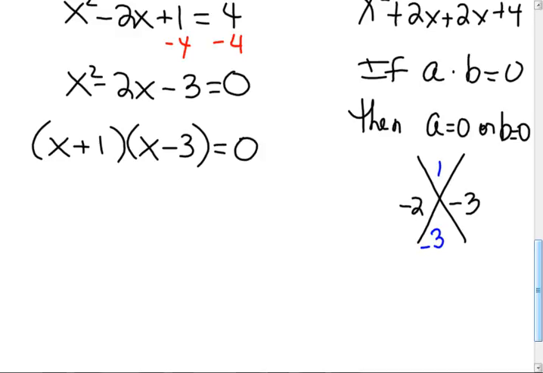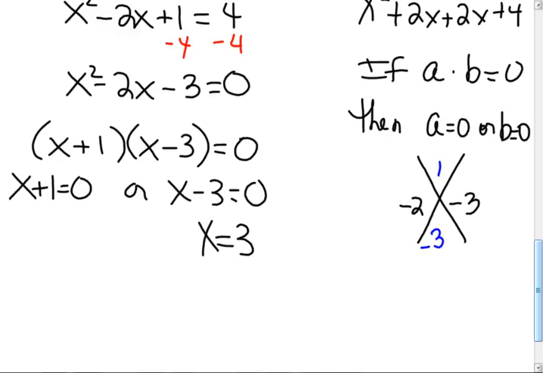And because the product is 0, then either this one is 0 or this one is 0. Well, you know what makes this one 0, don't you? What can I put in there to make it 0? 3. This one's harder, but it's not that much harder. What can I put in there? Negative 1. Now remember, what did x stand for? x stood for the side of a triangle. So can the side of a triangle be negative? Yes or no? No. I've never seen a negative side in my life.